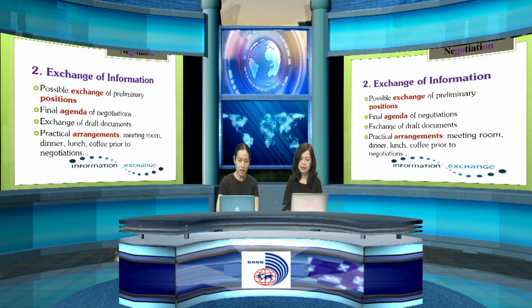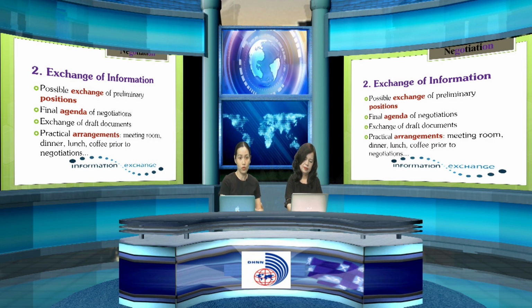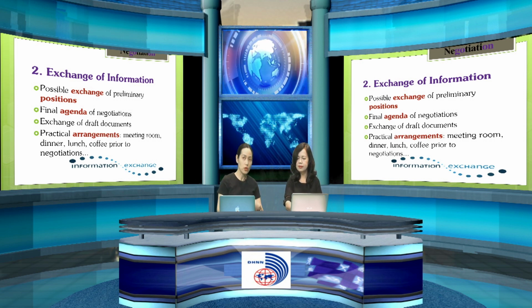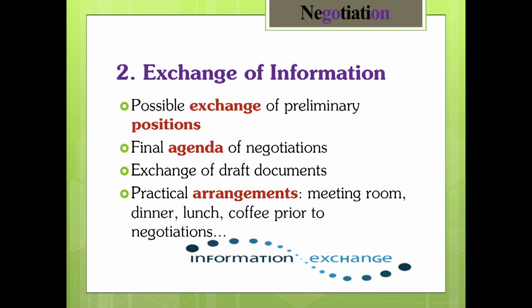The second stage in the process of negotiation is exchange of information. In this case, you need to exchange with your opponents: What do you want? What's your position? What do you want and what do they want? And then you discuss with each other to agree on the final agenda of the negotiation. And you also need to exchange the drafts of documents. That is a very important step.